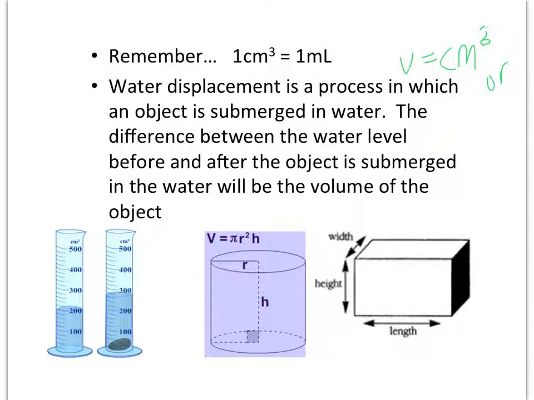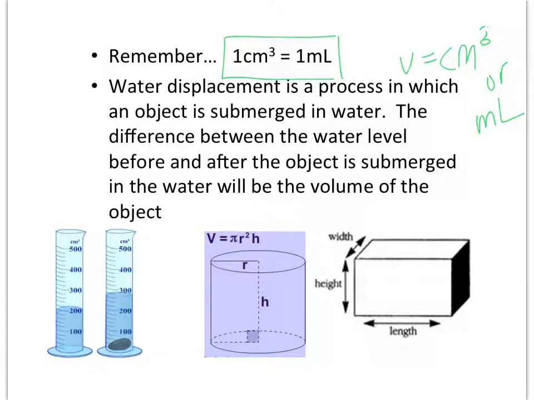Or if we use water displacement, or we're finding the volume of a liquid or solution, our volume unit will be in milliliters. And the great thing about the cubic centimeter and the milliliter is that they are equivalent. So we don't have to worry about doing any converting. Whether we're measuring in cubic centimeters or milliliters, they are the same in terms of the measurement that they provide.